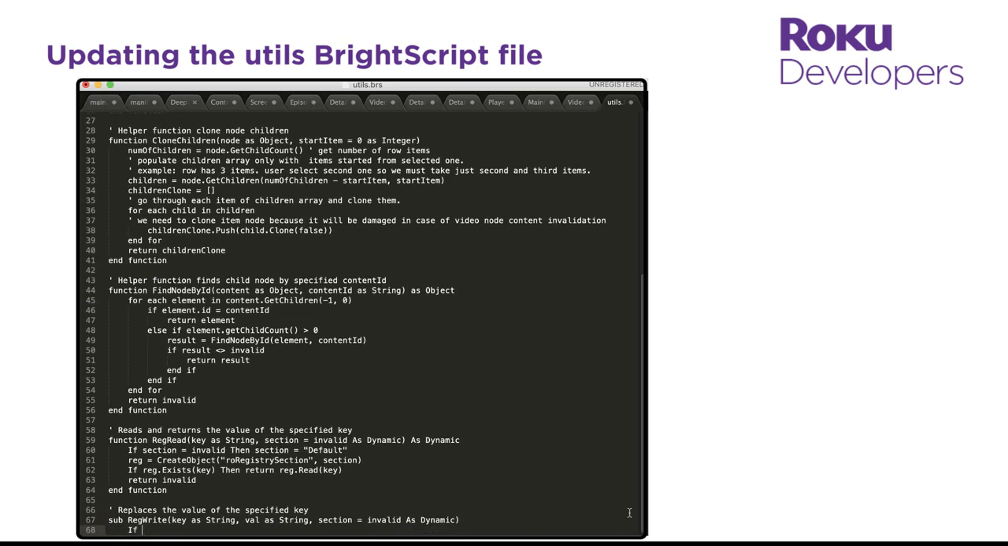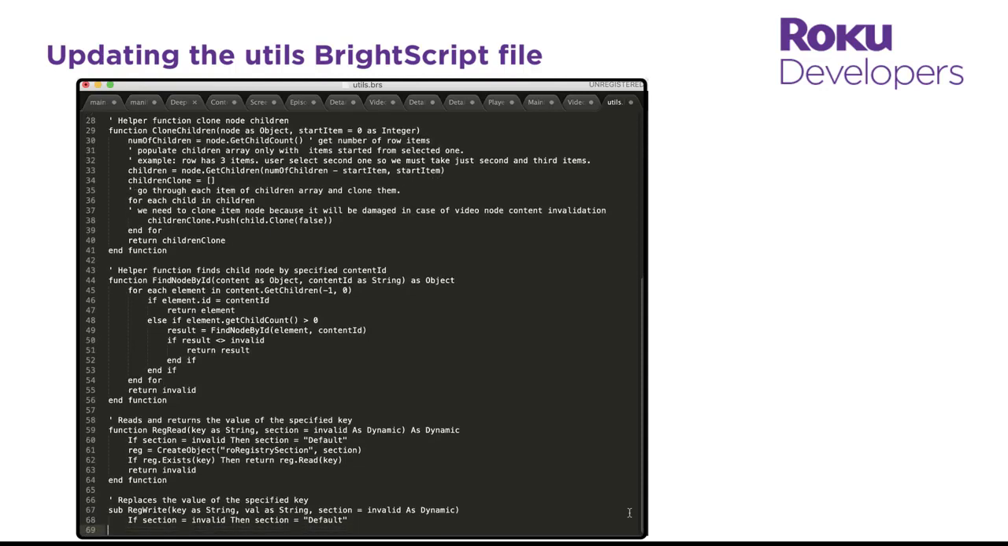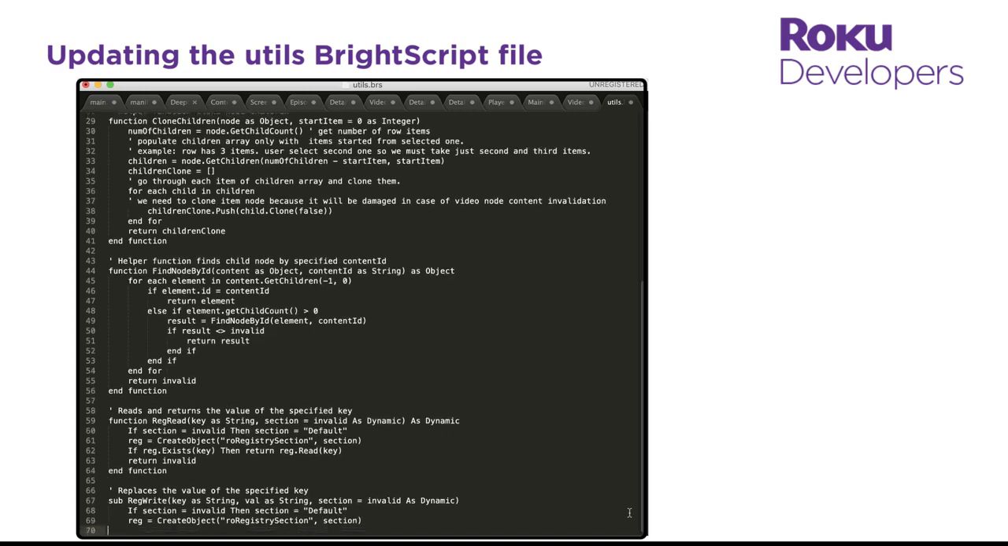Just like we did for the regRead method, we'll first check whether registry section was passed into the method. If not, the section variable will be set to invalid. In this case, we'll set the name of the device registry to be used to default. And then we'll create a registry section. And like before, we do this by creating an roRegistrySection object with the name stored in the section attribute. And we save the registry section object in a reg reference variable.